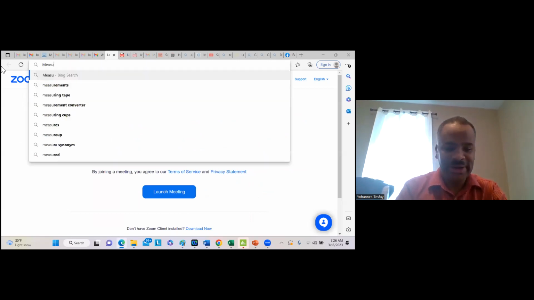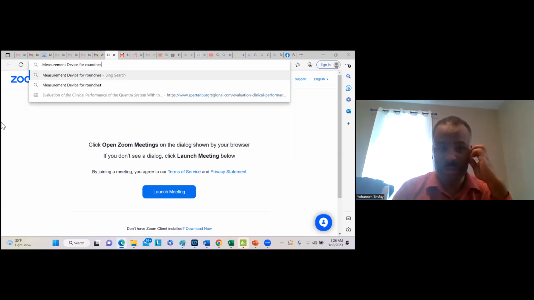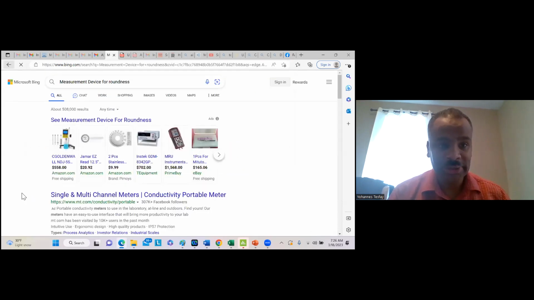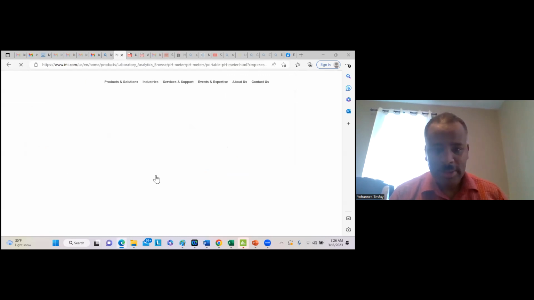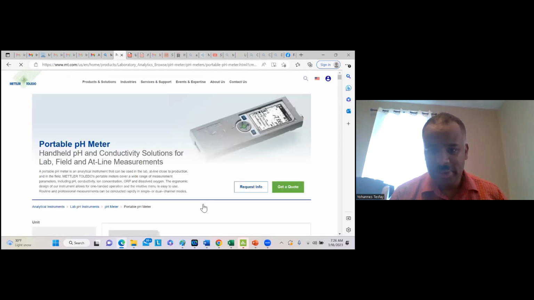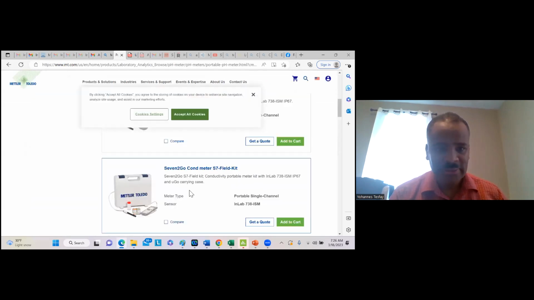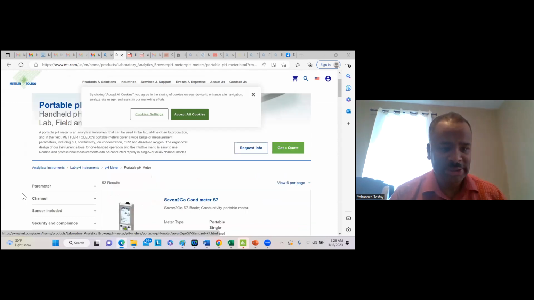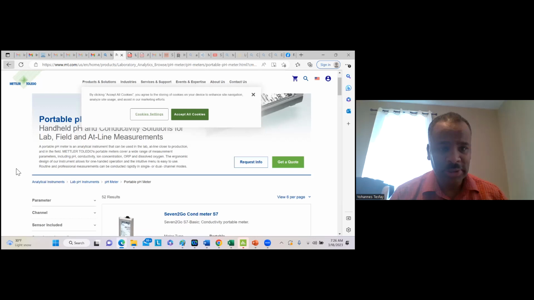Let's say a measurement device for roundness. There are a lot of technologies to measure roundness. You see, there are a lot of measurements for roundness. Okay, single multi-channel meter. I'll show that. Okay, these are like the prices for measurement. Okay, roundness.